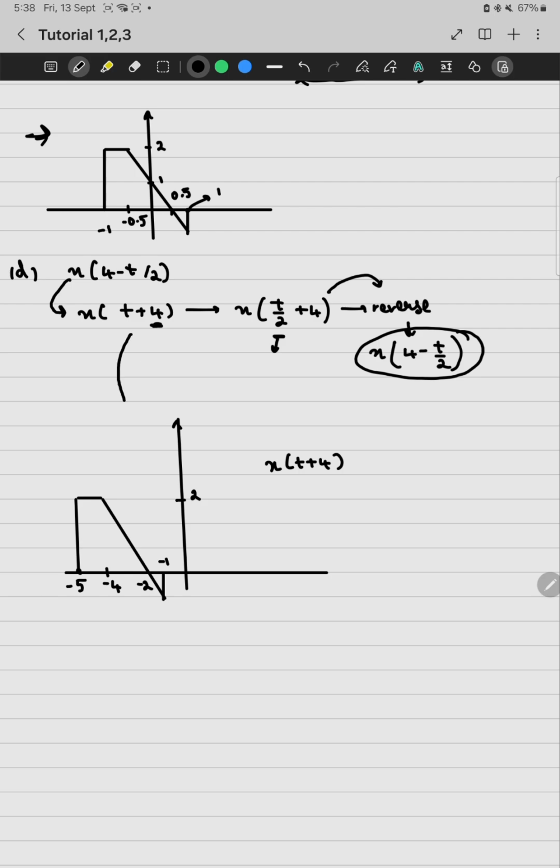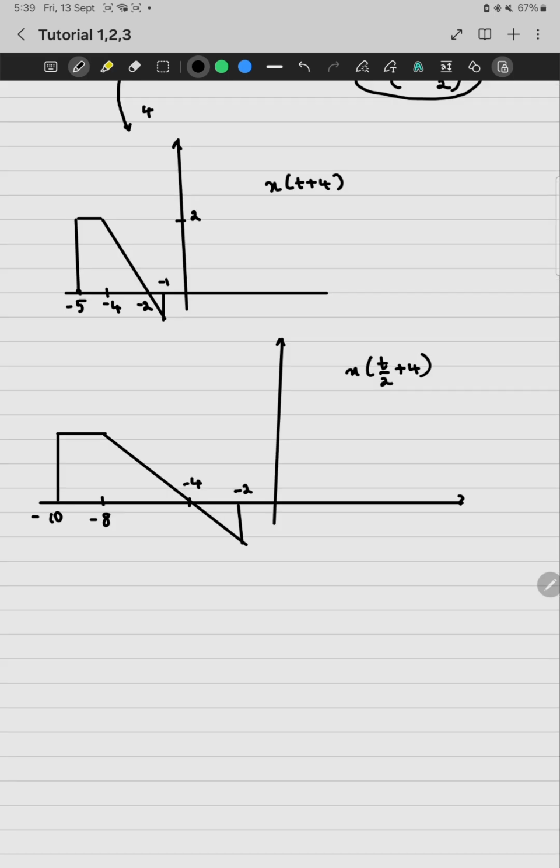So x of t plus 4 will send back by 4 steps. So this will be the diagram of x of t plus 4. And this will be the diagram of x of t by 2 plus 4. So how will you calculate the coordinates? t by 2 equals -5, so t equals -10 will come.